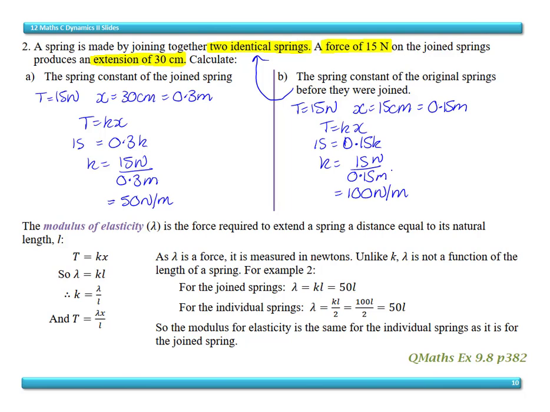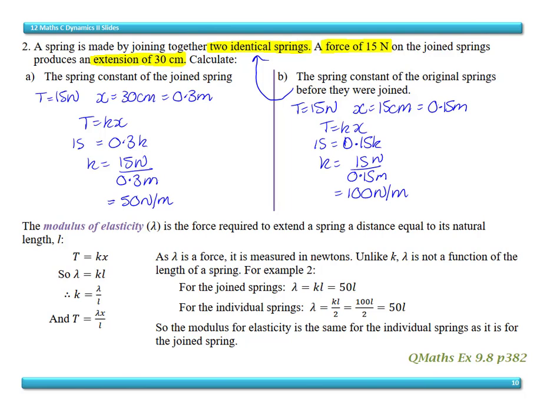Now, the modulus of elasticity is the force required to extend a spring a distance equal to its natural length. So what we do with that is T is equal to Kx. Our modulus of elasticity, lambda, has to equal K times L, which is the length of our spring. So K would equal lambda over L. That means T would be lambda x over L, just substituting for K. As lambda, our modulus of elasticity, is a force, it's measured in newtons. Unlike K, lambda is not a function of the length of the spring.